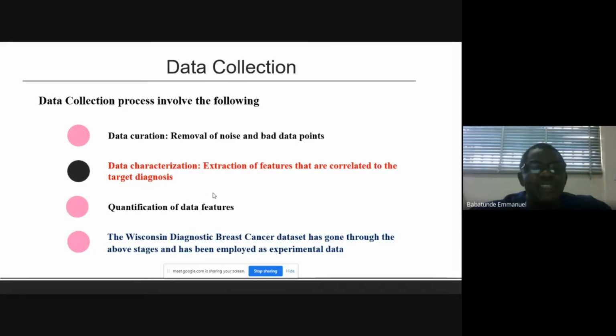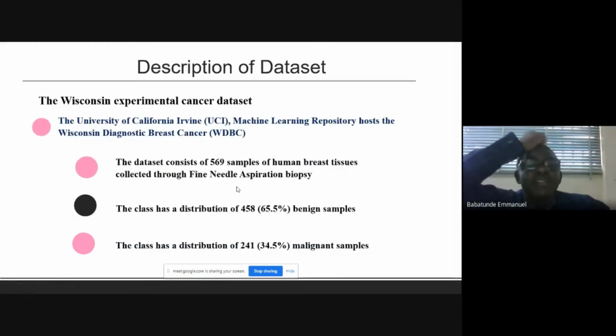Now, quantification of data is that we need to assign values to all these features. It is these numeric values that we can manipulate, and statistical methods are used to quantify these features. In this presentation, we are going to be employing the Wisconsin Diagnostic Breast Cancer Dataset. This dataset has been collected and has gone through these stages of data collection, data curation, data characterization, and quantification. And that is what we are going to use as our experimental data. I will talk a little bit more about that.